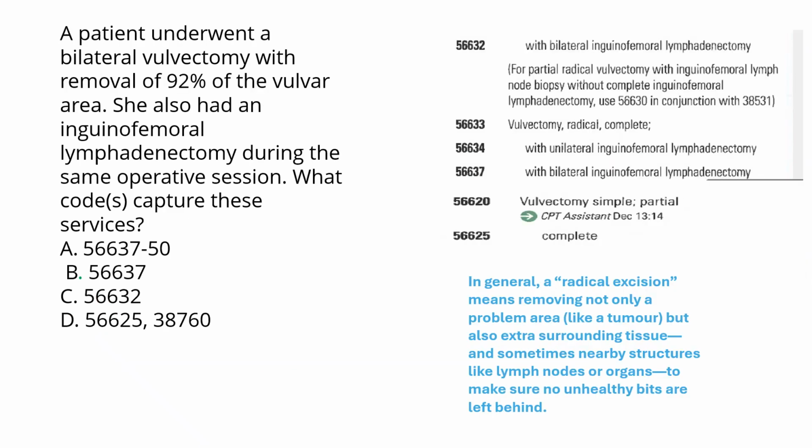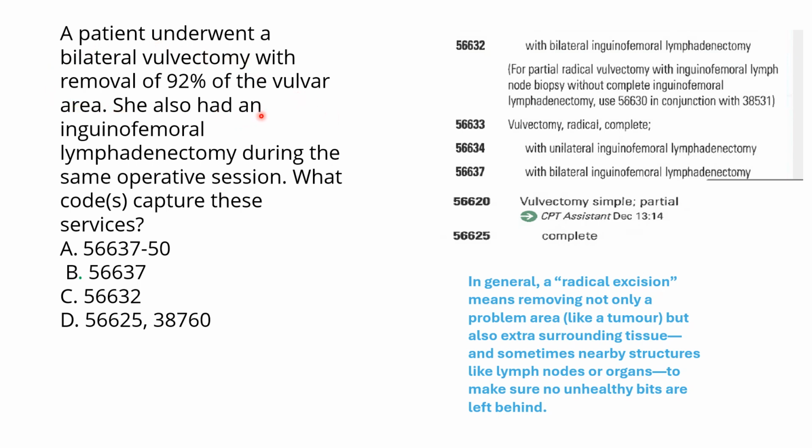So let us look at the next question. A patient underwent a bilateral vulvectomy with a removal of 92% of the vulvar area. She also had an inguinofemoral lymphadenectomy during the same operative session. What codes capture these services? And we have these options here. So what are the data points here? That a vulvectomy happened, in that case, with the removal of 92%.